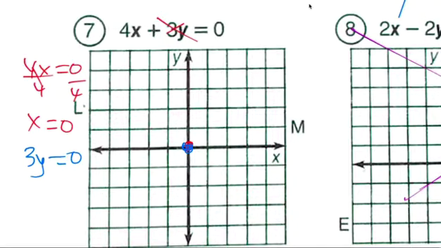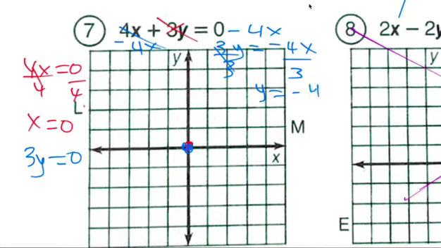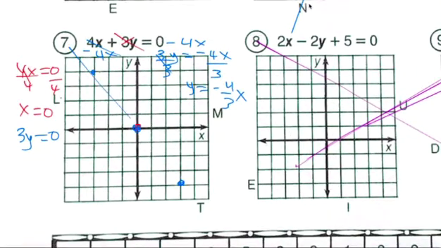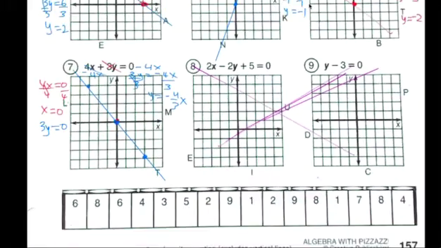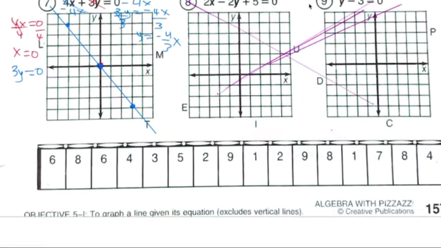The slope is, if you subtract 4x from both sides, 3y equals -4x. Divide by 3, divide by 3. Y equals -4 over 3x. So down 4 over 3. That's why graphing using x and y intercept is not necessarily the best. Okay, that's how you do that one.